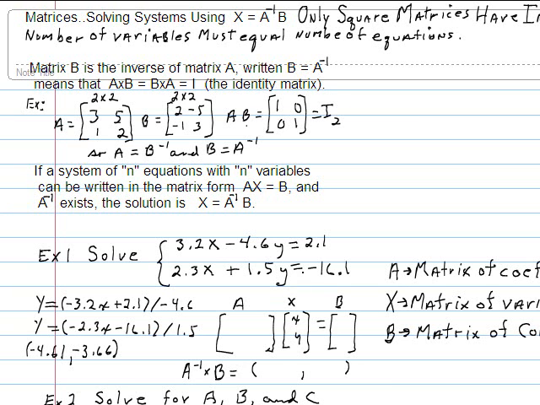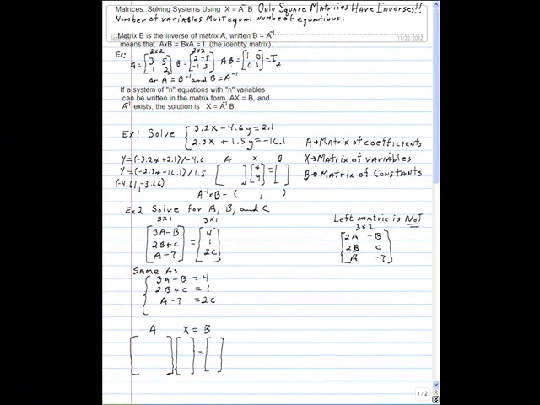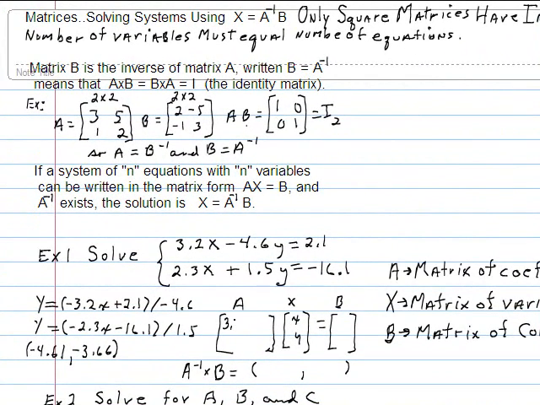In the system, the rule says if we can write the system in the form ax equals b. So here I've got a, the matrix, times x, which is the variables x and y, is equal to b. Now a is the matrix of coefficients. Coefficients are numbers that multiply the variable. So the first thing in a would be 3.2 because that's multiplying the x. What goes here is not 3.2x, it's just the 3.2. The coefficient of y is negative 4.6. The coefficient of x in the second equation is 2.3, and the coefficient of y is 1.5.